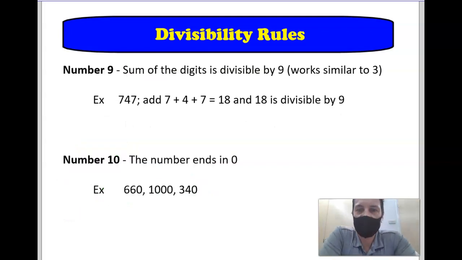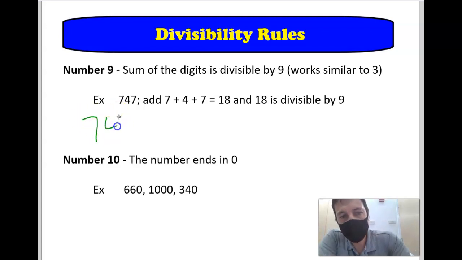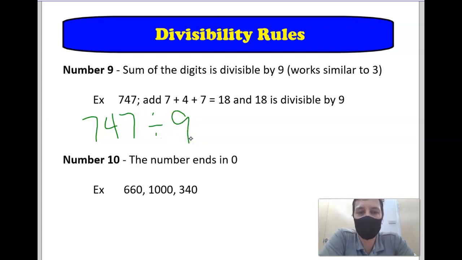Let's look at the rule for 9. 9 is very similar to 3, except I'm going to add up all these digits. So in 747, I'm going to add 7 plus 4 plus 7. I get 18, and since 18 is divisible by 9, 747 is divisible by 9. And again, you can check the work there. 747 divided by 9, you will get a whole number. And finally, for 10, you know this one, the number ends in 0. It doesn't matter what that number is, as long as it ends in 0, it's divisible by 10.